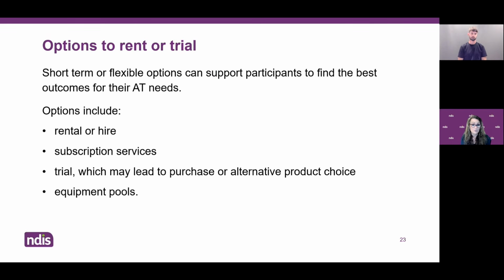Short-term or flexible AT options can support participants to find the best outcomes for their AT needs. Some of these options include rental or hire to trial the item. There are subscription services and trials which may lead to purchases or alternative product choices. There are also equipment pools and equipment libraries available. And sometimes it may be better to rent AT rather than buy it.